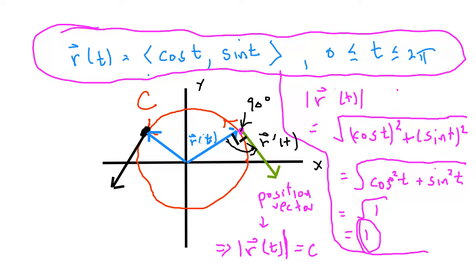What can you tell me about the angle between, okay, so this is r prime of t for some value of t. And of course, my position vector. What can you tell me about the angle between that derivative vector and position vector? The 90 degrees again. That's right. Good.